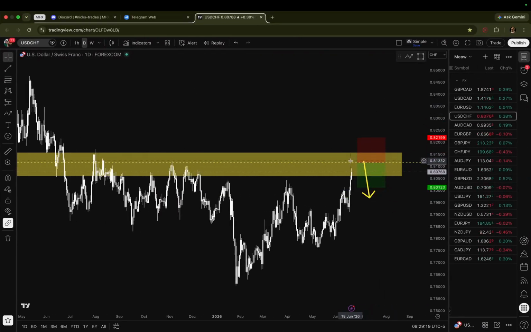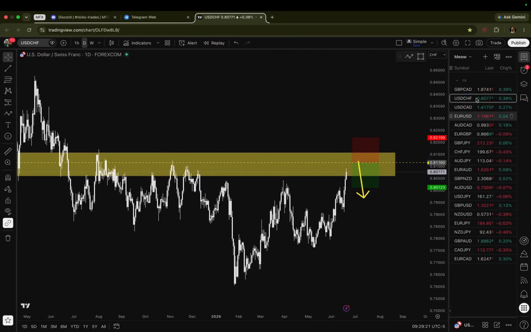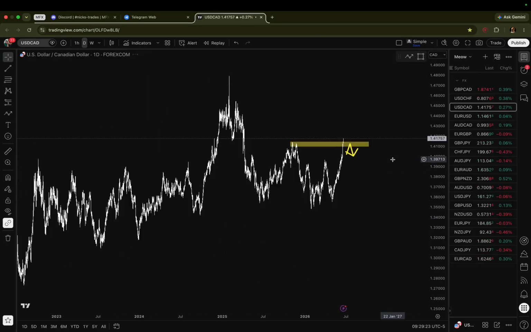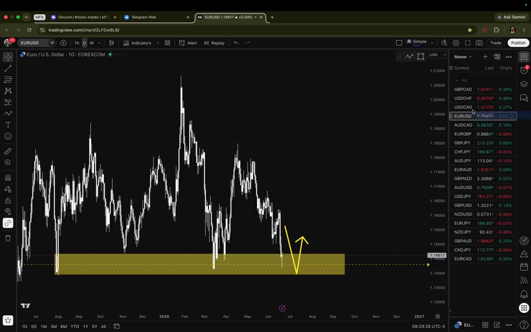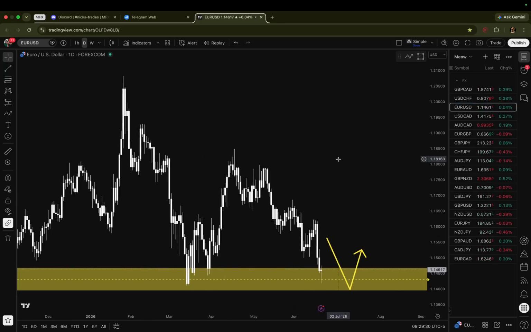So I've got my alert here on USD-CHF. I will be waiting to see what happens there. For USD-CAD, I really don't see anything else at this moment. I'm just going to be leaving this alone. And for Euro-USD, again, I'm going to be looking to buy here at the support level. I just want to wait for price to come a little bit deeper here into this zone.